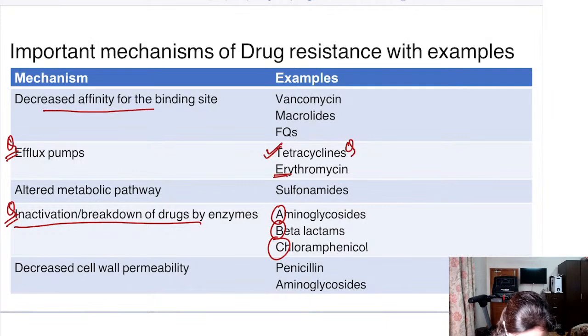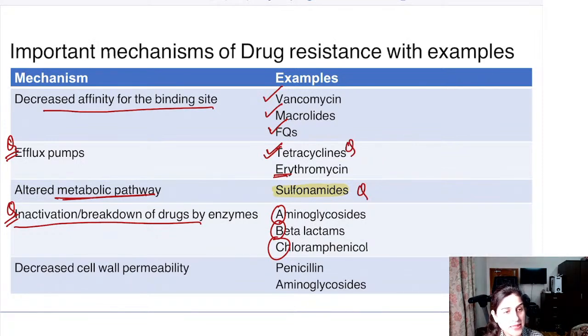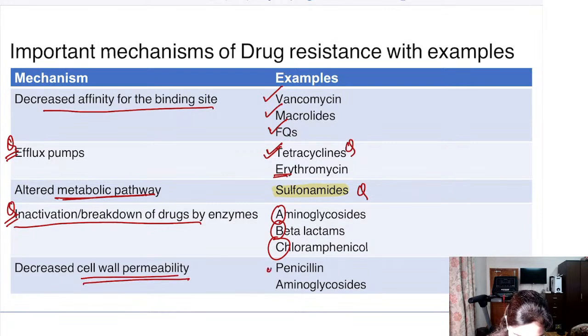Then decreased affinity for the binding site. Decreased affinity for the binding site has been seen mostly with vancomycin, macrolides, and fluoroquinolones. Okay? Altered metabolic pathway is with one drug, that is sulfonamides. Okay? Altered metabolic pathway has been seen with sulfonamides. And decrease in cell wall permeability is seen with penicillins and aminoglycosides.